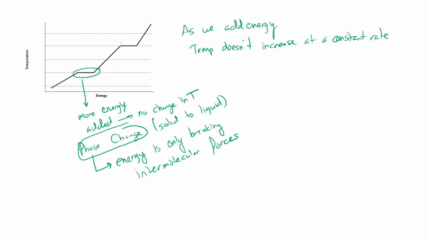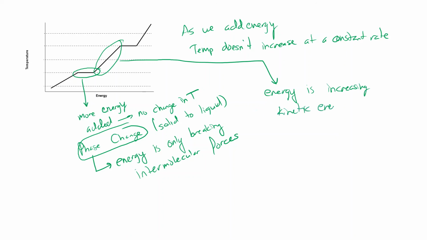So these slanted areas, the areas that are not flat, right here, the energy is increasing the kinetic energy of the molecules. Right? And so we have two different things going on. Sometimes we're increasing the kinetic energy of the molecules. Sometimes we're making the phase change occur by overcoming the intermolecular forces.